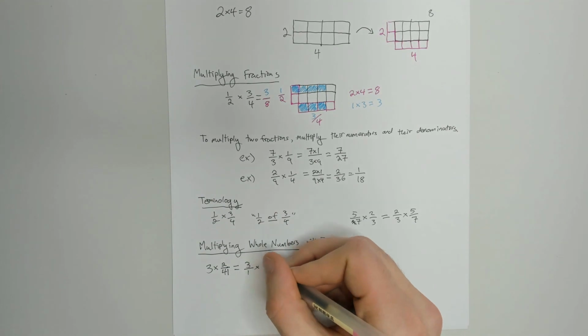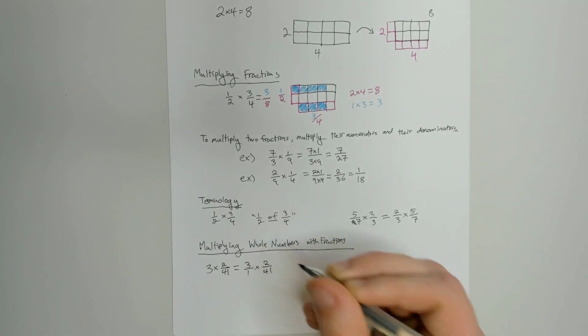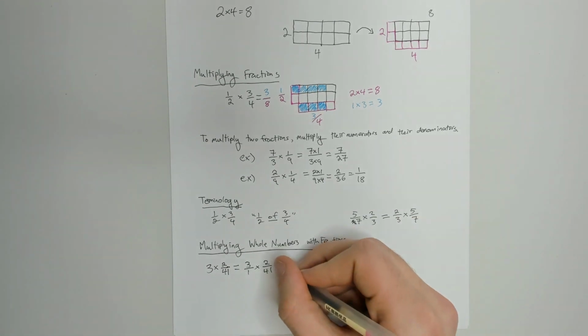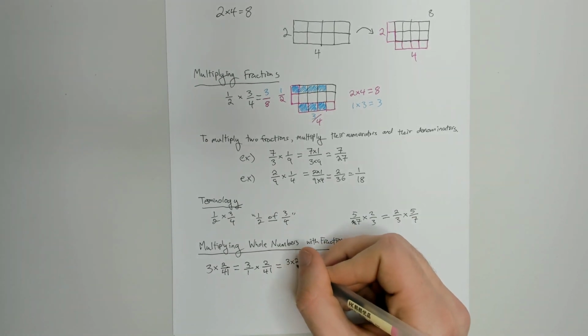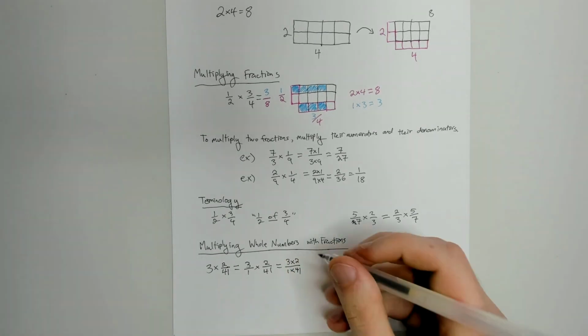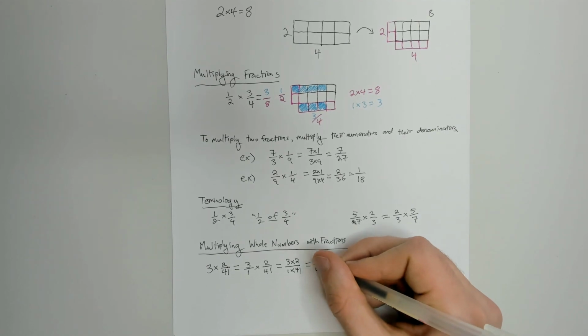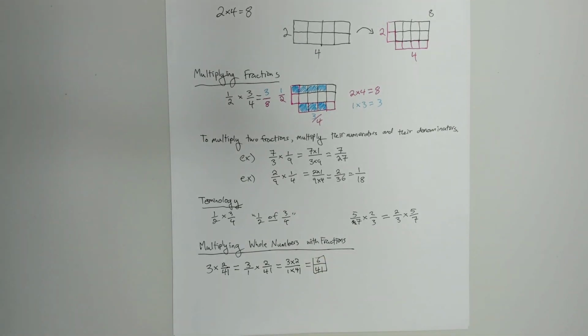So now we actually have a nice fraction here, right? And we can do a fraction times a fraction. Once again, we just multiply the numerators, 3 times 2, and multiply the denominators, 1 times 41. So 3 times 2 is 6, 1 times 41 is 41, and this is our final answer here. Multiplying whole numbers with fractions is pretty easy. There's just that added step of adding an extra denominator of over 1.